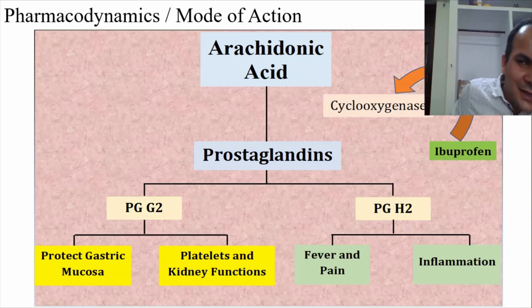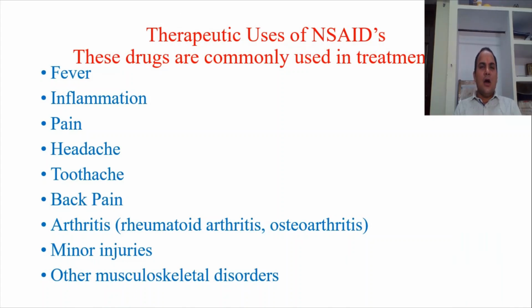The PGS2 is mainly responsible for causing fever, pain, and also inflammation. So NSAID drugs act by inhibiting the enzyme cyclooxygenase. For example, NSAIDs like ibuprofen block the enzyme cyclooxygenase. As a result, arachidonic acid will not convert into prostaglandins, and fever, pain, and inflammatory conditions will be prevented. They will not arise.